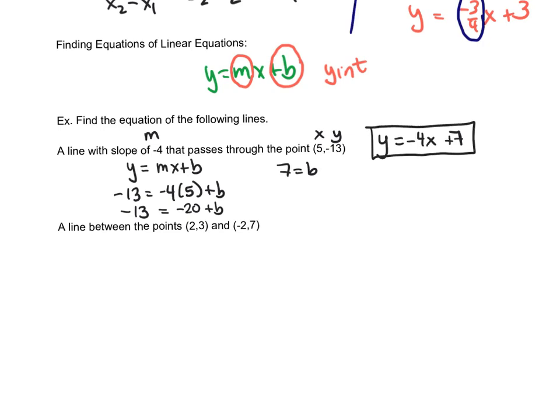So if I were to graph this, if I were to put this on Desmos or your graphing calculator and plot it, I would guarantee it has a slope of -4, down 4 over 1, rise over run, and I guarantee it would have a y-intercept of 7.